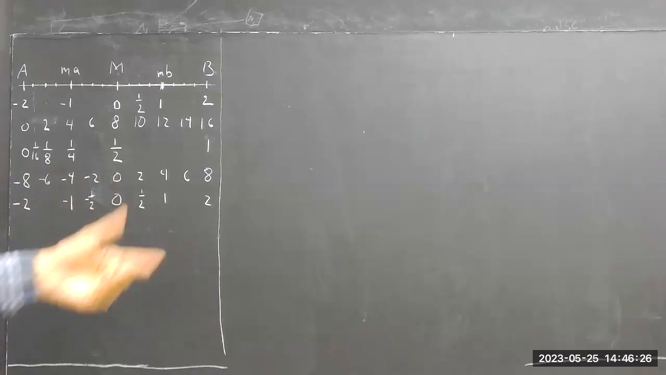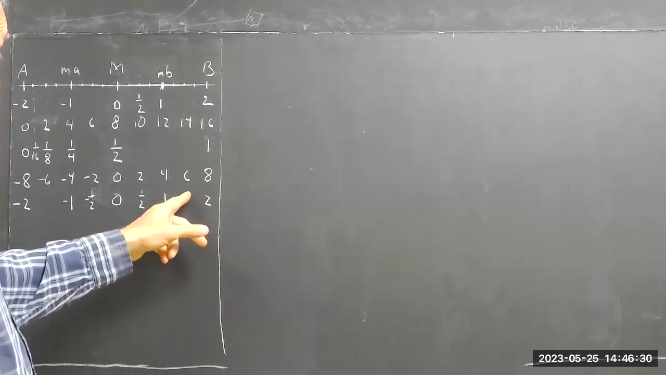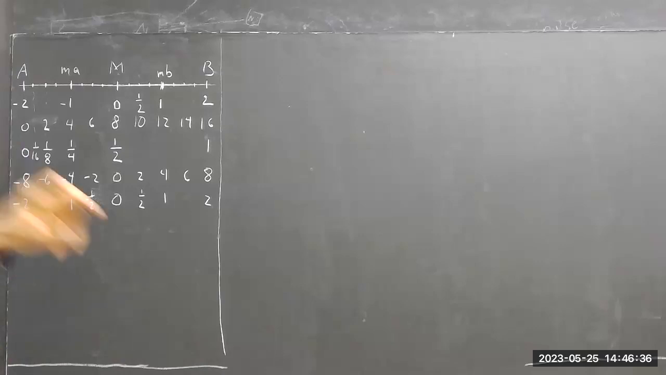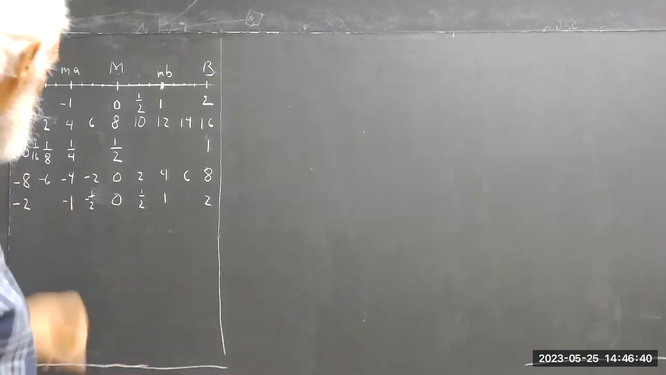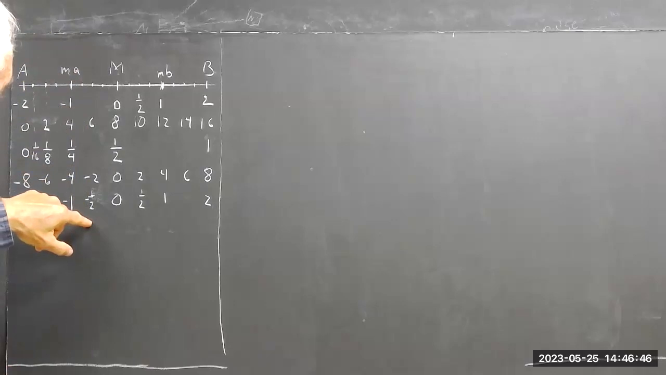So I know all this. Now I could also go halfway between 1 and 2, that'd be 1.5. Halfway between -2 and -1 would be -1.5. And maybe write this as fractions, 3/2 and -3/2. Let's not worry about that. Let's just worry about the simplest fractions. Okay. So we have -1/2.